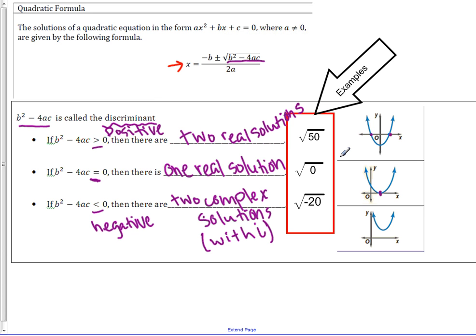If you have the square root of 0, then you have 1 real solution. And the square root of negative 20 is going to give us 2 complex solutions. We're going to have an i in there, and that's all because of that negative right there. So let's do an example.